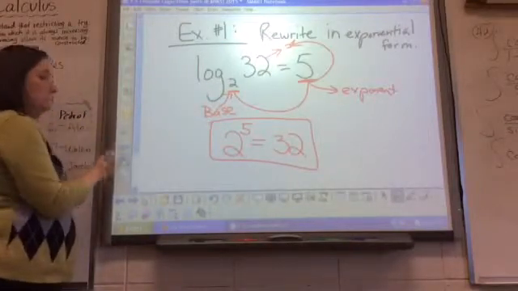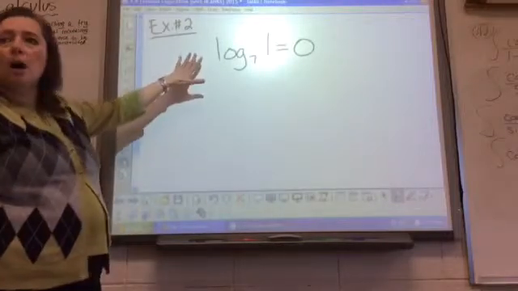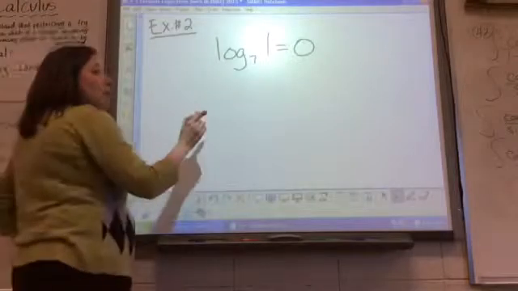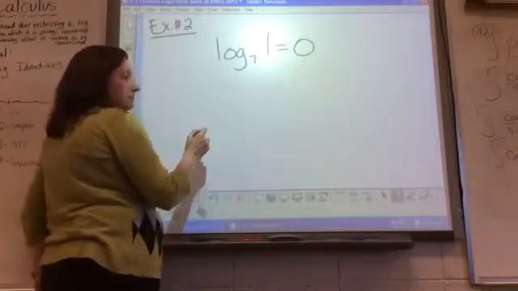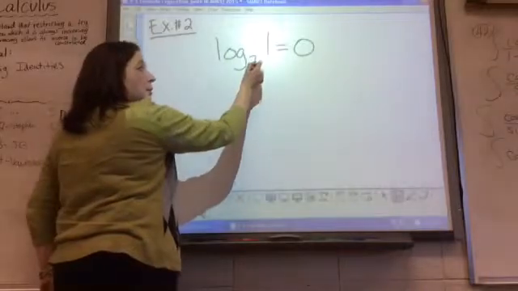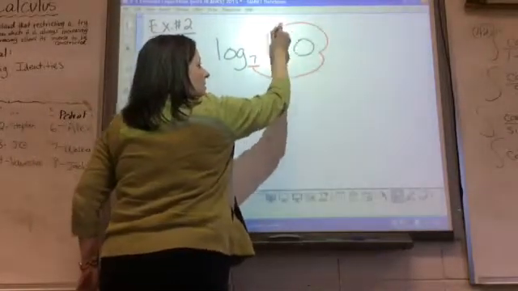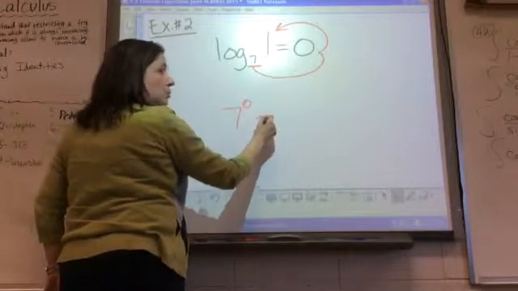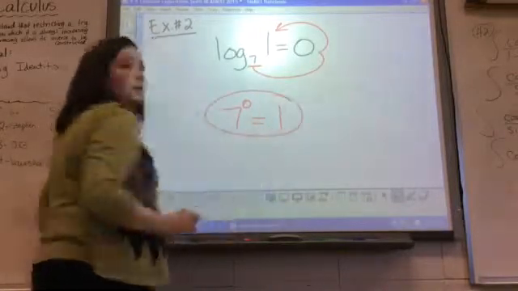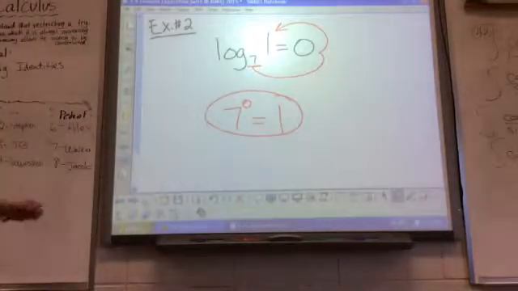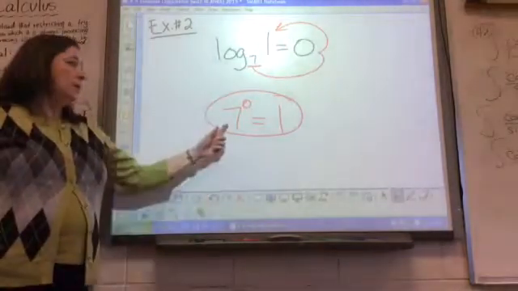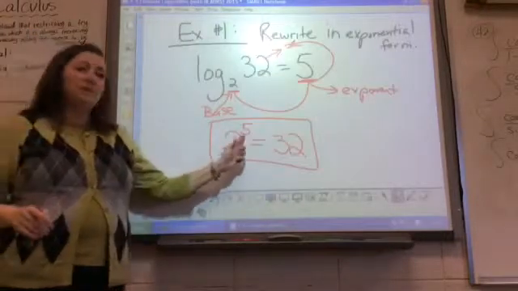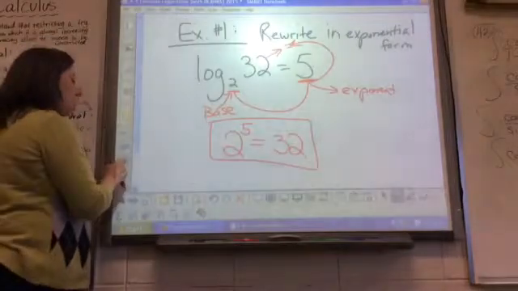Let's try another one. All right, here we are again, log form. We're going to put this in exponent form. So what is my base going to be here? 7. So I'm going to go this to this to this. So I'm going to have 7 to the 0 equals 1. That's all. It always makes a circle. And it's got to make sense too. 7 to the 0, yeah, it does equal 1. The one we just did a minute ago, 2 to the 5th, it does equal 32. Make sure it makes sense.